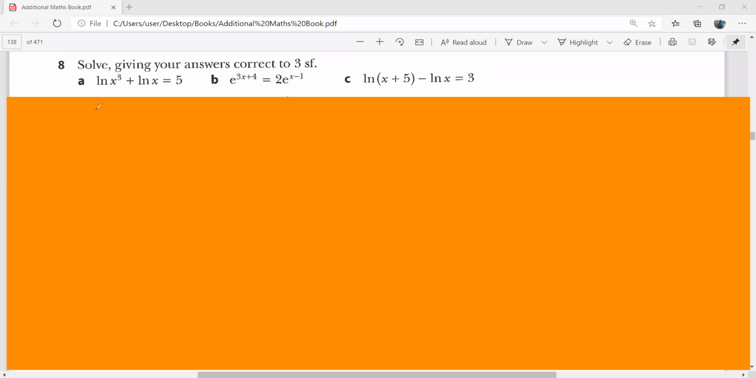Actually, question number 8, all three parts are very important and they're all different from each other. Okay. Look at this A part quickly.